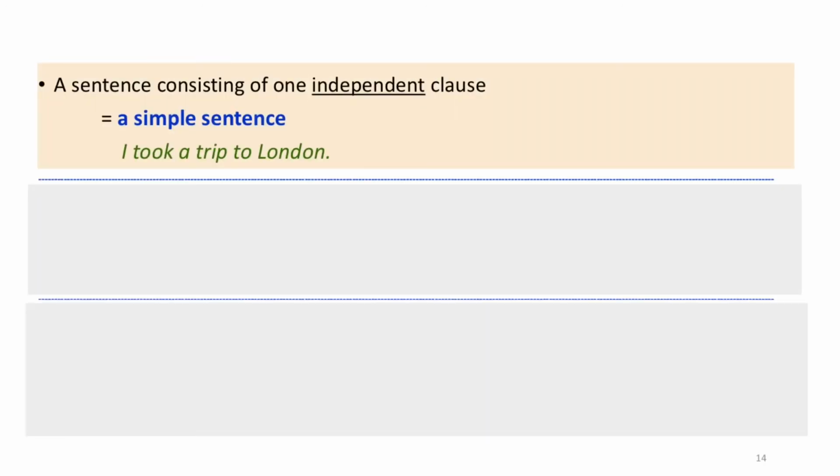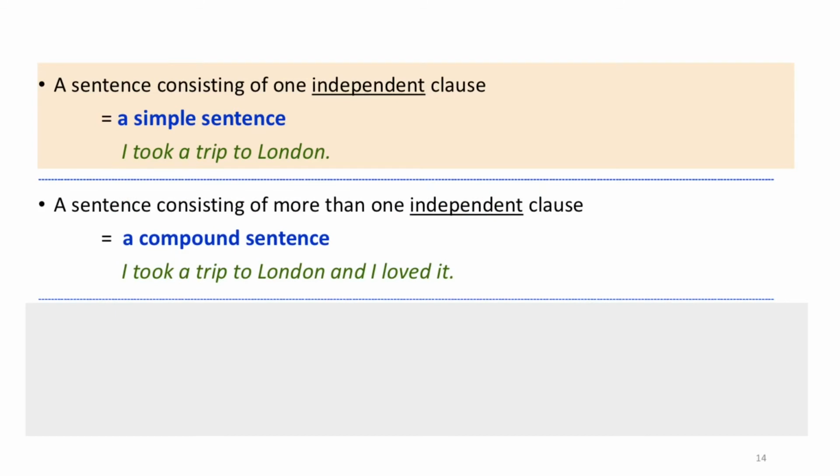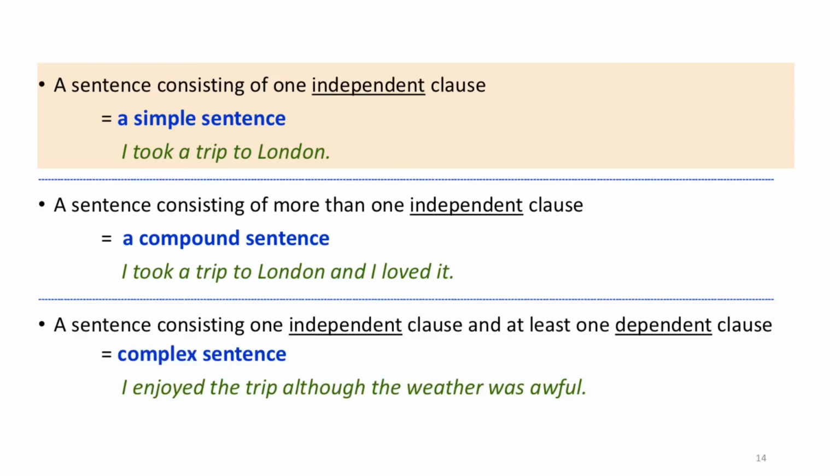A sentence consisting of one independent clause is a simple sentence. A sentence consisting of more than one independent clause is a compound sentence. And a sentence consisting of one independent clause and at least one dependent clause is a complex sentence.